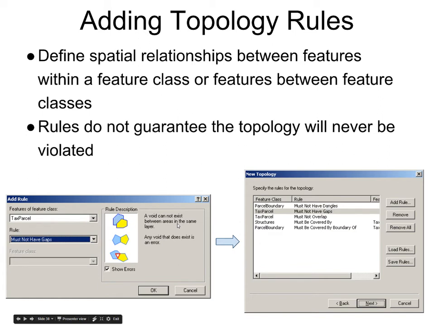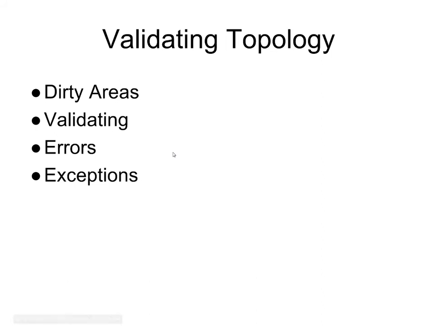From there, you define the topology rules or add the rules. This is a tax parcel that must not have gaps. That is a single feature class rule. If you look at this one, its structures must be covered by another feature class. So the top 3 rules are within individual feature classes, and the bottom 2 are between feature classes. After that, you validate the area, or you validate the topology.